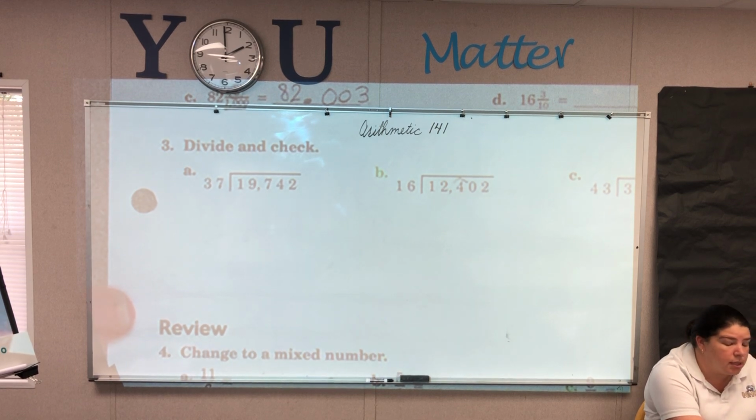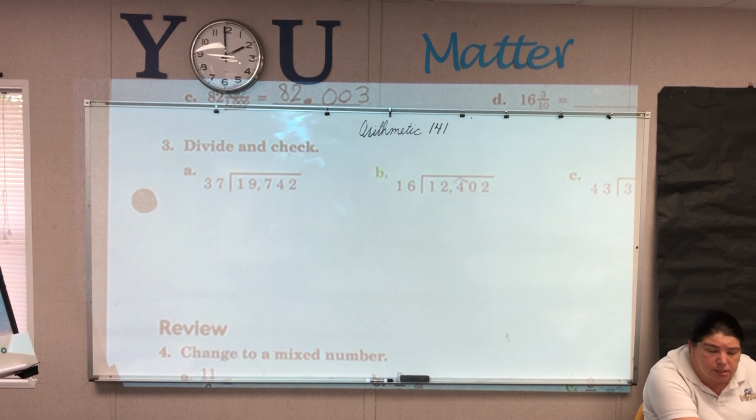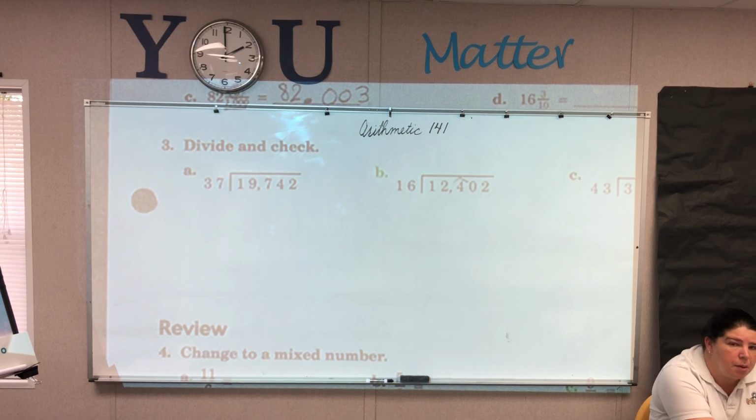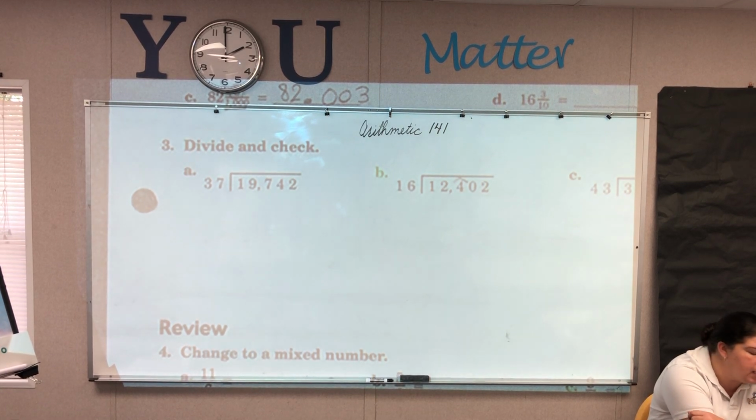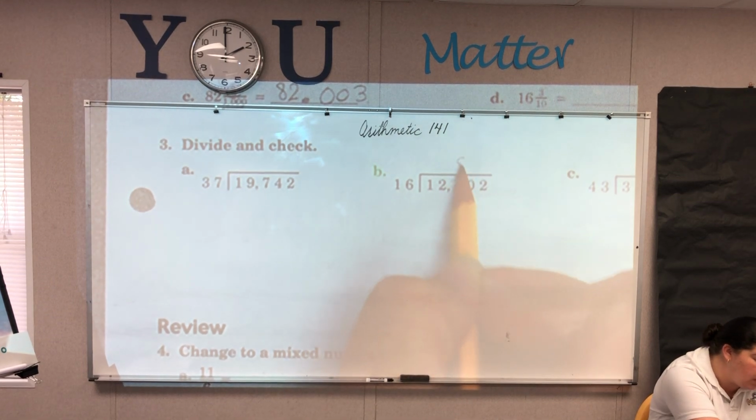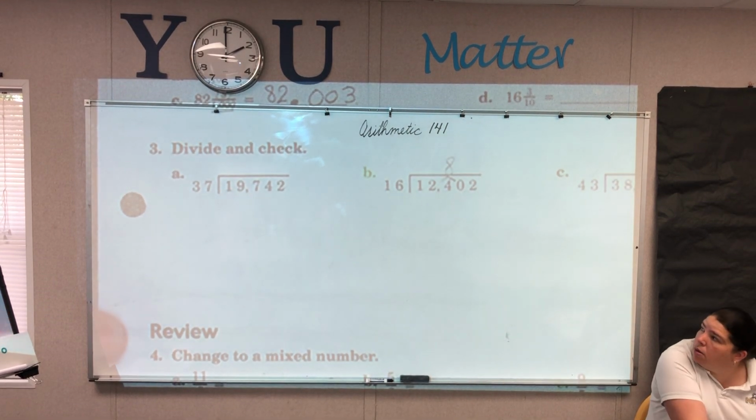Okay, 16 is close to 15. We know how to count by 15s, correct? 15, 30, 45, 60, right? So if 15 times 4 equals 60, don't you think 15 times 8 equals 120? So we're going to use 8. We're going to do trial and error. So 8 over the 4.